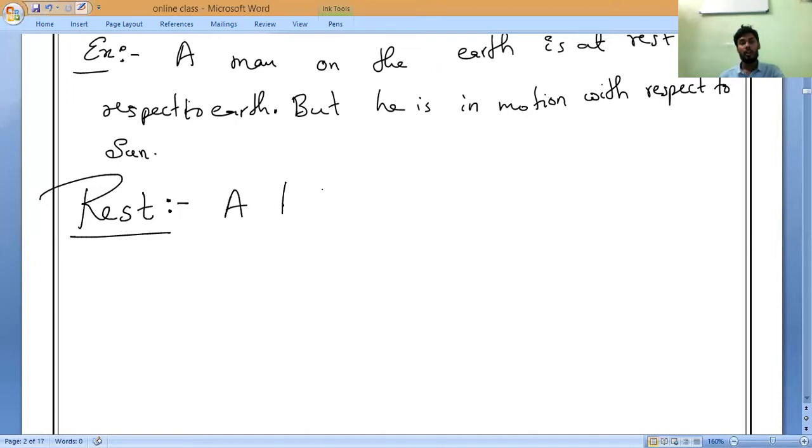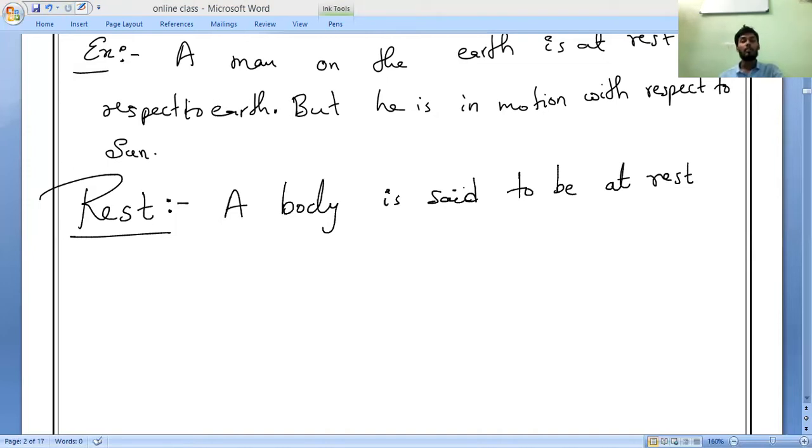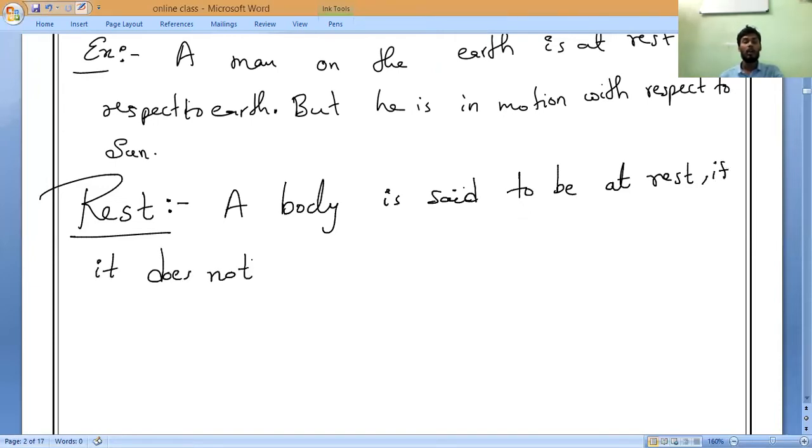A body or object is said to be at rest when? If it does not change its position. Only "does" and not "is going to happen". Yes or no? If it does not change its position.